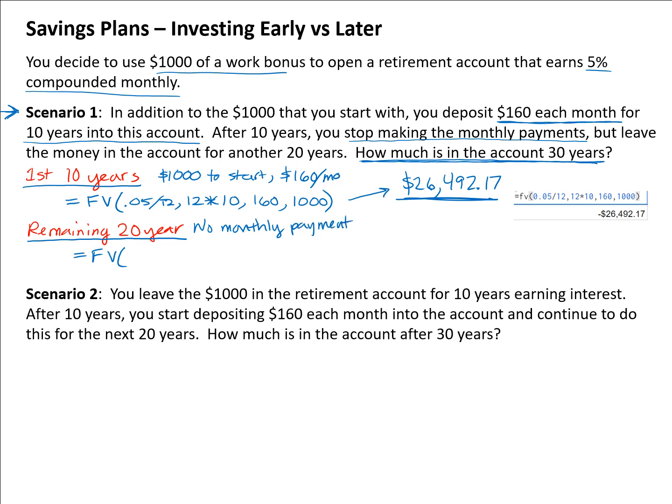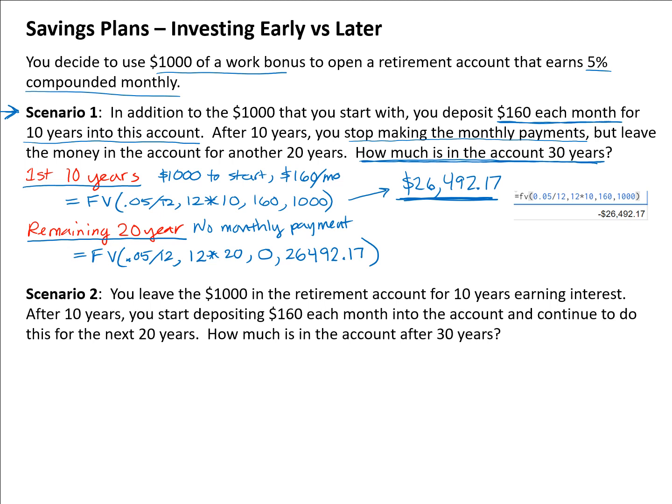So we have $26,492.17 in the account. It just stays there and continues to earn interest. So our interest rate doesn't change, 0.05 divided by 12. The number of times we earn interest is going to be 12 times 20 because we're going out 20 years. Our payment, though, is 0. So we're no longer putting any money in each month, but our starting amount at the beginning of that 20 years is $26,492.17. And a little reminder, don't put a comma in with big monetary amounts like this. A spreadsheet will misinterpret the comma.